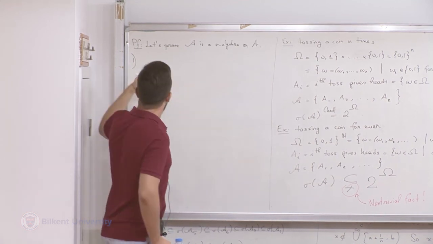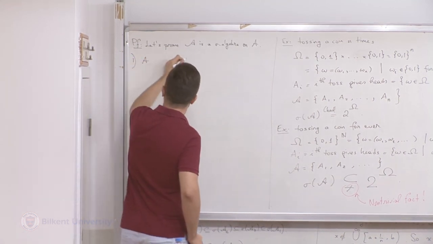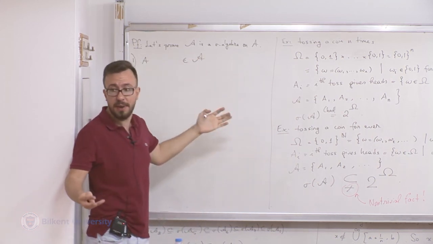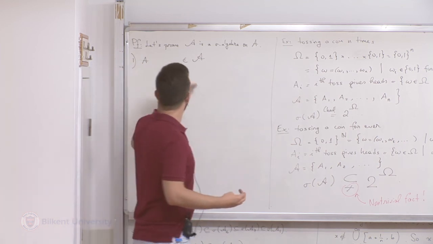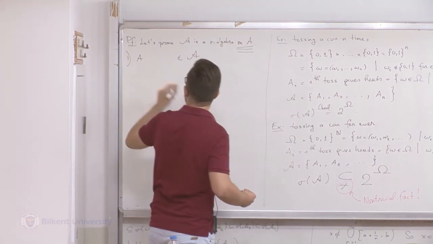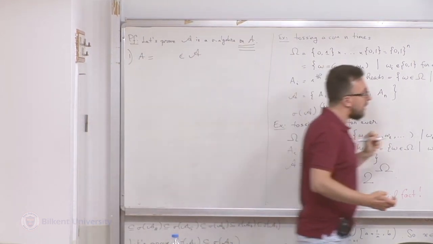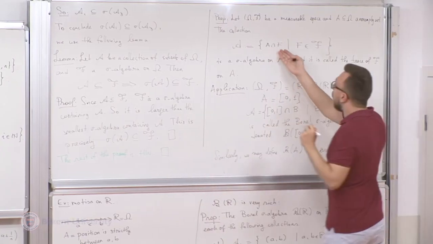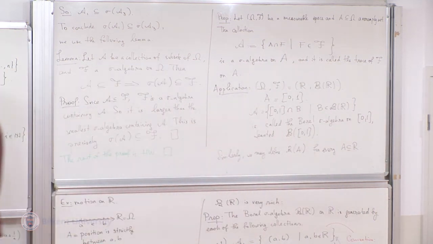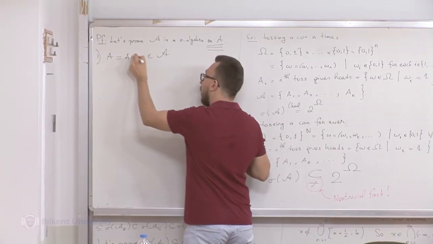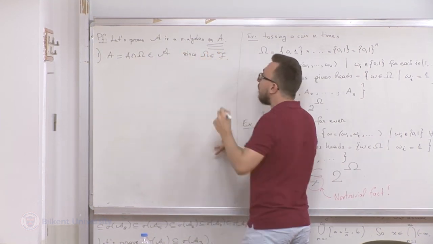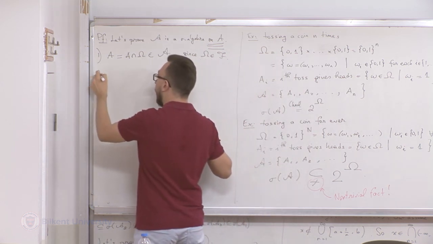First, we have to show that A is in script A, because A is now the sample space, right? We are saying script A is a sigma algebra on A. But why is A in script A? Well, because I can always write it as an intersection with the full space Omega, since Omega is in F. F is a sigma algebra on Omega.